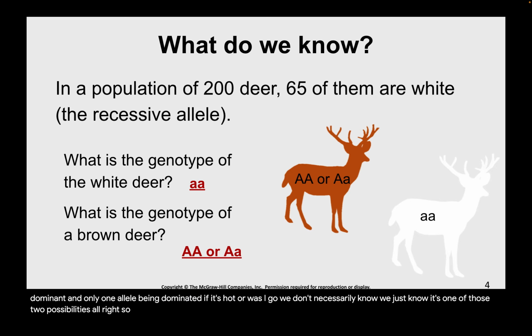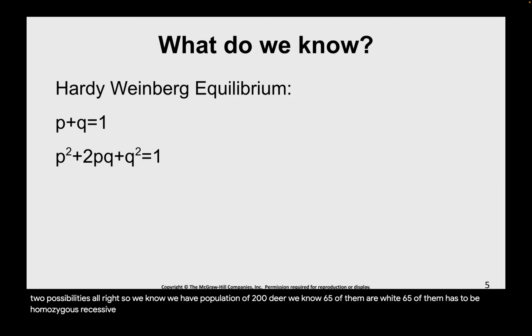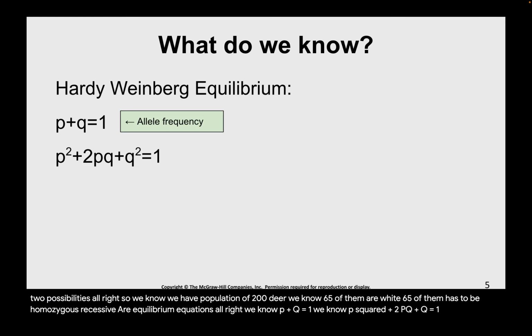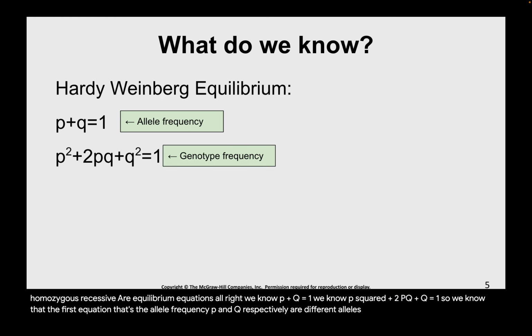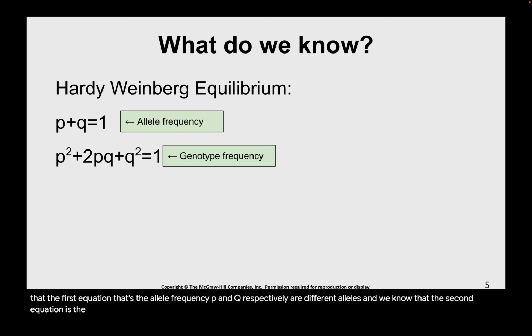All right, so we know we have a population of 200 deer. We know 65 of them are white. 65 of them has to be homozygous recessive, right? We also know our equilibrium equations, all right? We know p plus q equals 1. We know p squared plus 2pq plus q squared equals 1. All right, so we know that the first equation, that's the allele frequency. p and q, respectively, are different alleles. And we know that the second equation is the genotype frequency.